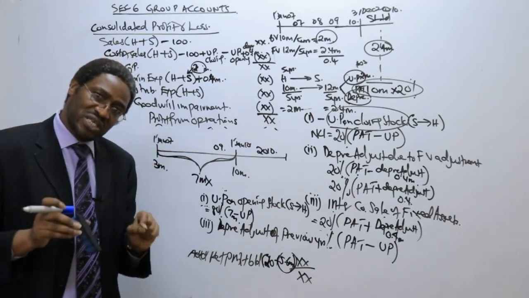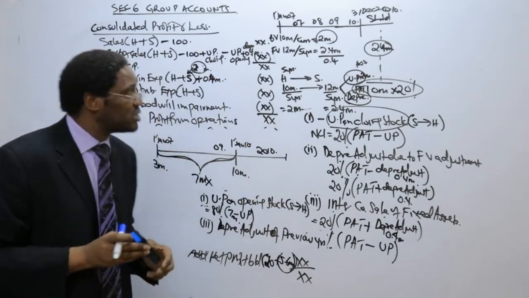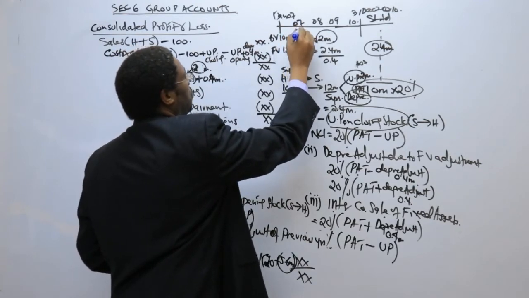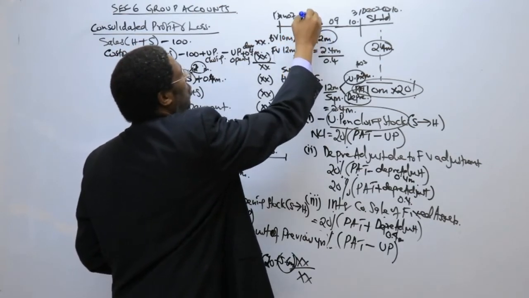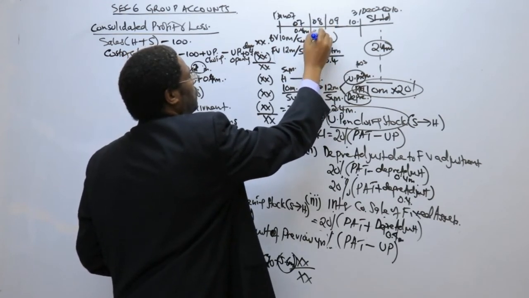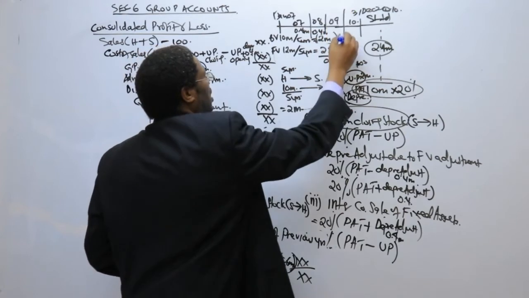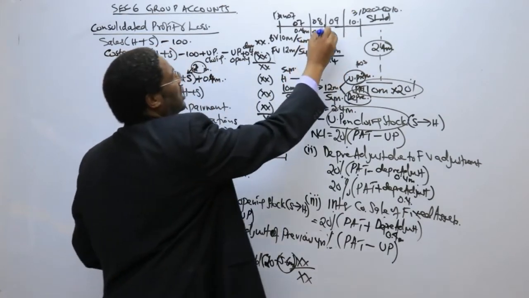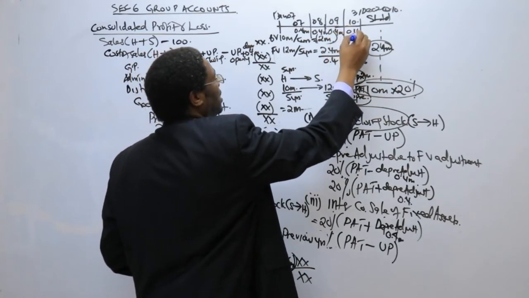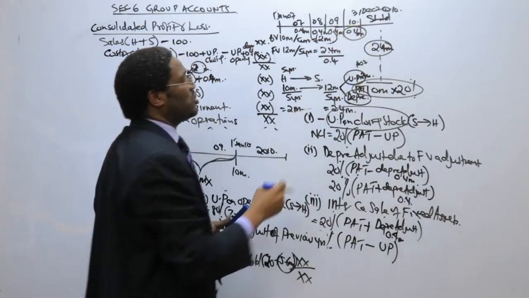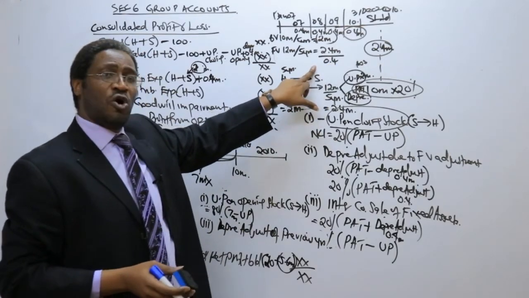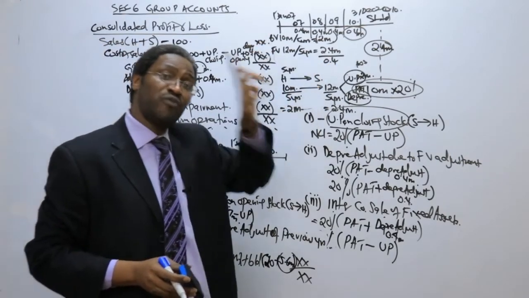But don't forget, in the year 2007, they underprovided by 0.4 million. In the year 2008, they also underprovided depreciation by another 0.4 million. In the year 2009, they also underprovided by another 0.4 million. But in the current year, 2010, they also underprovided. That's why you remember we were getting a total undercharge of 1.6. We were multiplying by 4 years.